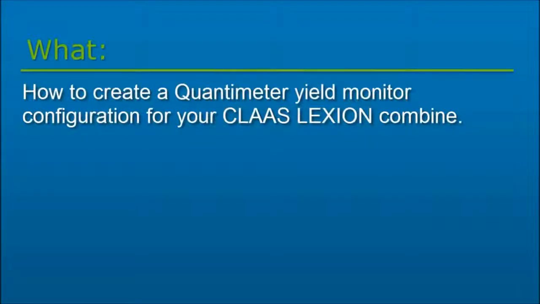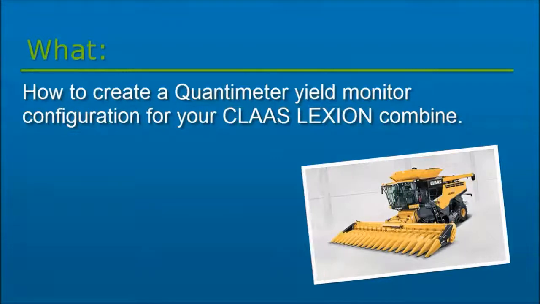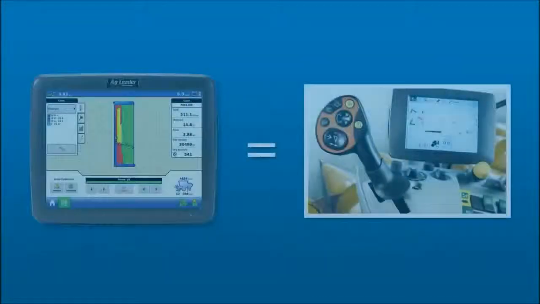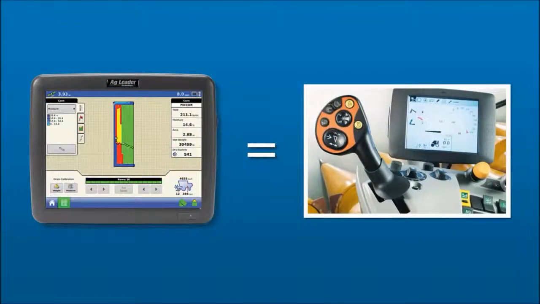In this video, we will cover how to create a Quantimeter Yield Monitor configuration for your Claas Lexion Combine on either your AgLeader Integra or Versa display. All setup and calibration is completed on the Cebus display, and that information is communicated via the bridge module to the AgLeader display. The AgLeader display has its own setup procedure to complete, and to be successful, the settings in the AgLeader display must match what was used in the Cebus display.